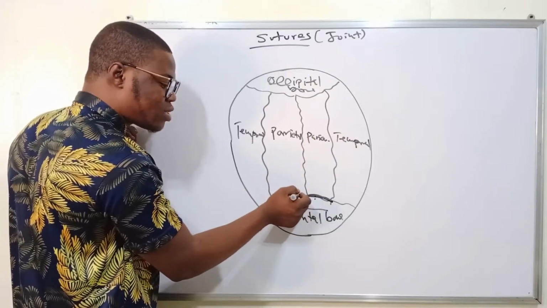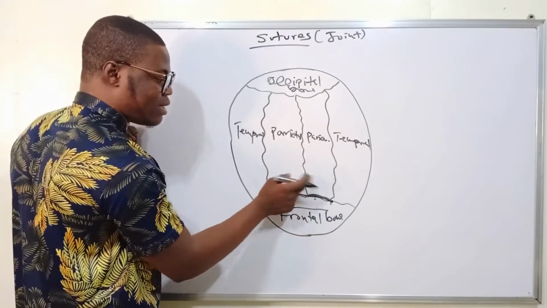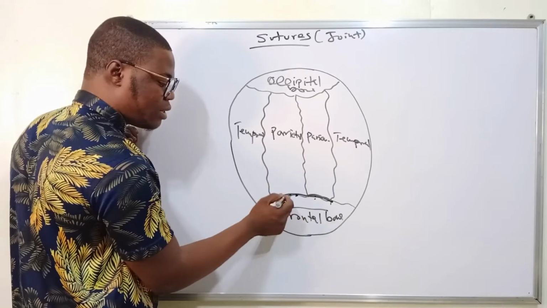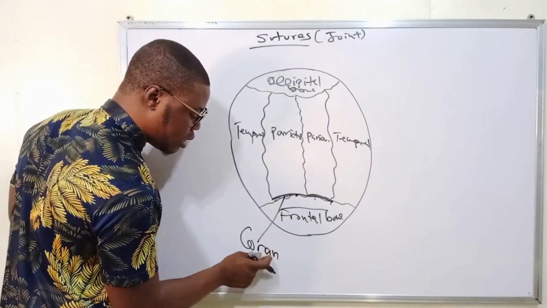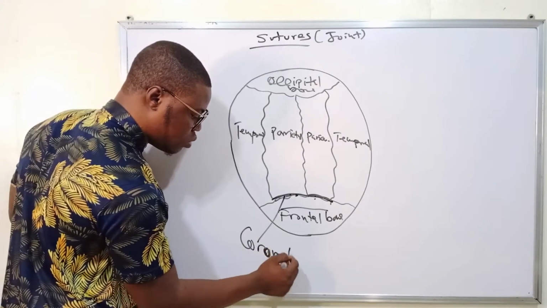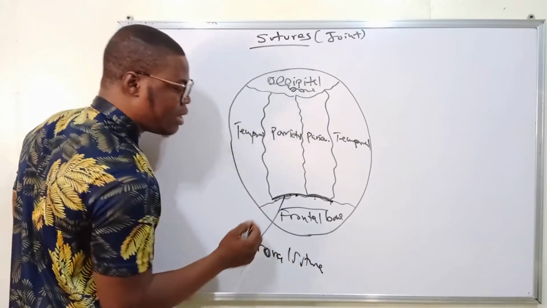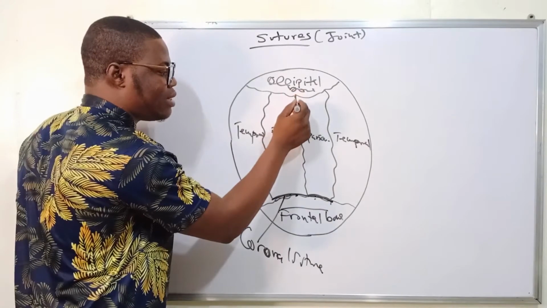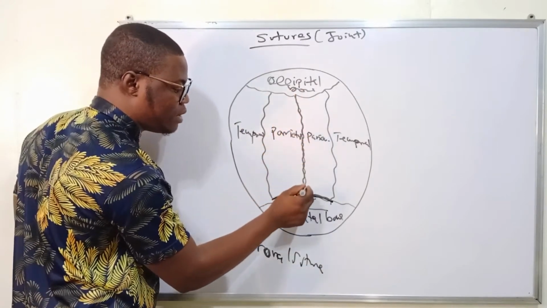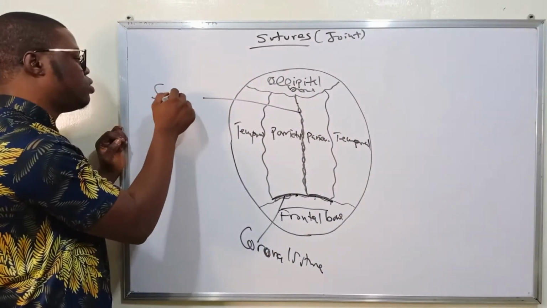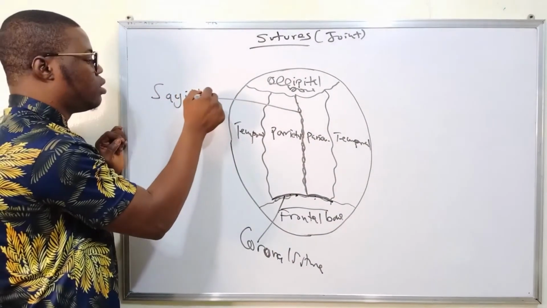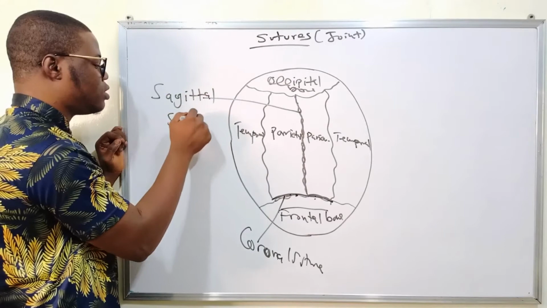So this suture that is connecting these two parietals with what? With the frontal. This suture is called the coronal suture. Now, these two parietals are just joined together at this center, main site. So this suture is called the sagittal suture.